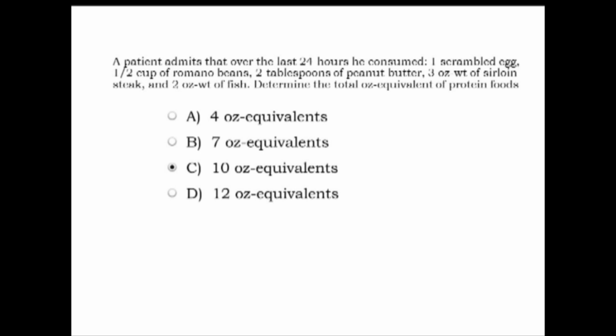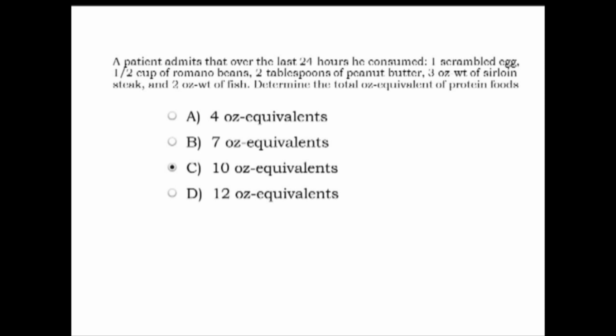So let's do the counting. So the first is 1 scrambled egg. So that's 1 ounce equivalent of protein. A half a cup of Romano beans is basically 2, right? 1/4 cup is 1 equivalent. So a half a cup is 2. So now we have 3 ounce equivalents.